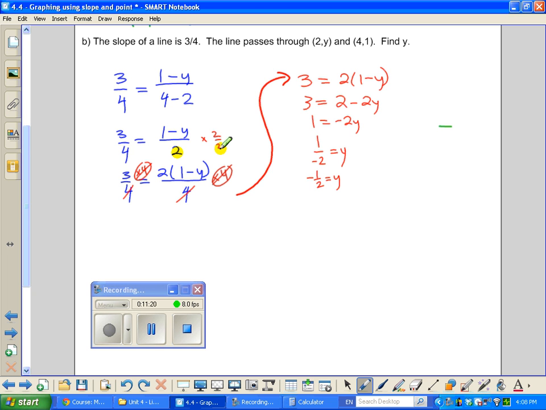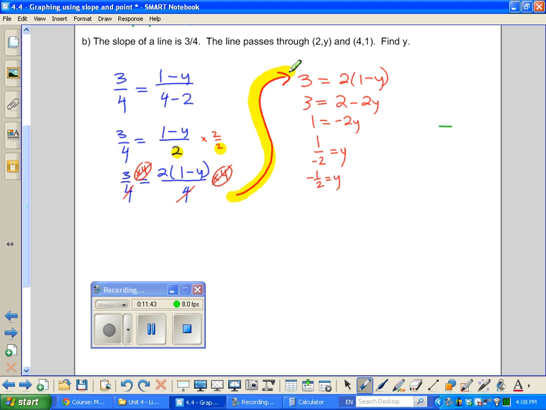So I put the 2 outside of brackets. You could distribute mentally if you wanted to. Multiply both sides by 4, and you cancel off all those 4s. So you're actually left with, if you follow my arrow up to here, you get 3 equals 2 bracket 1 minus y bracket. Distribute that 2, bring that 2 over to the other side, divide by -2, and you get 1 over -2 equals y.